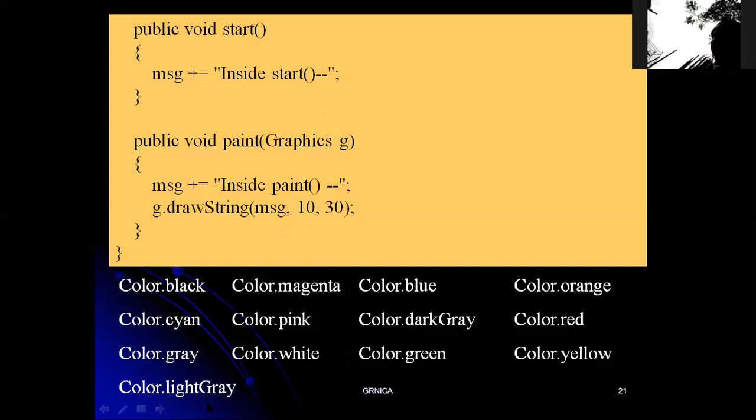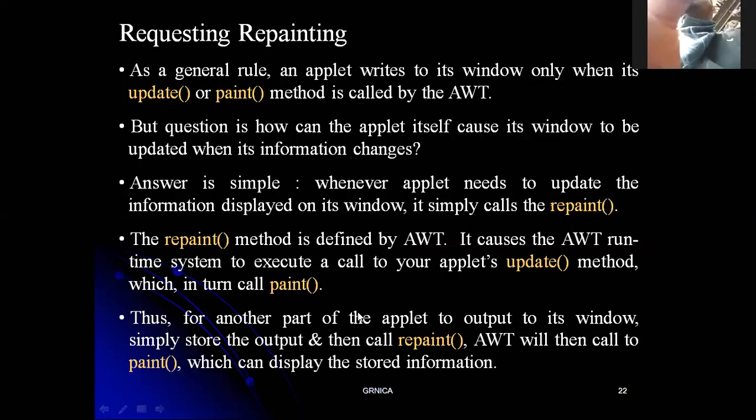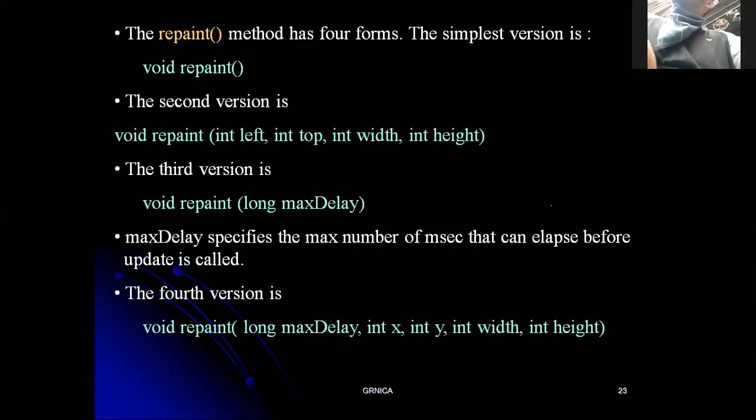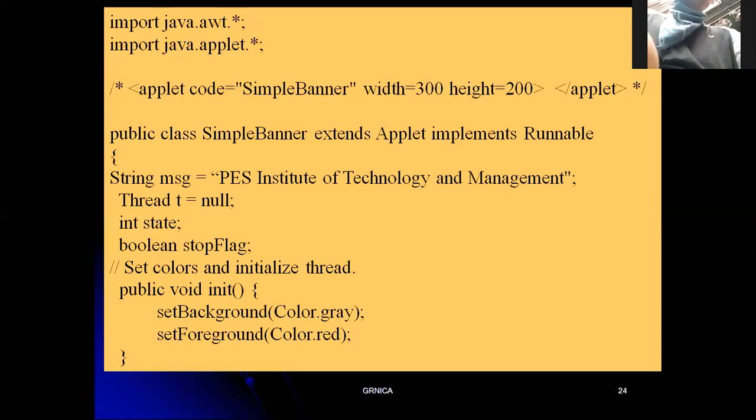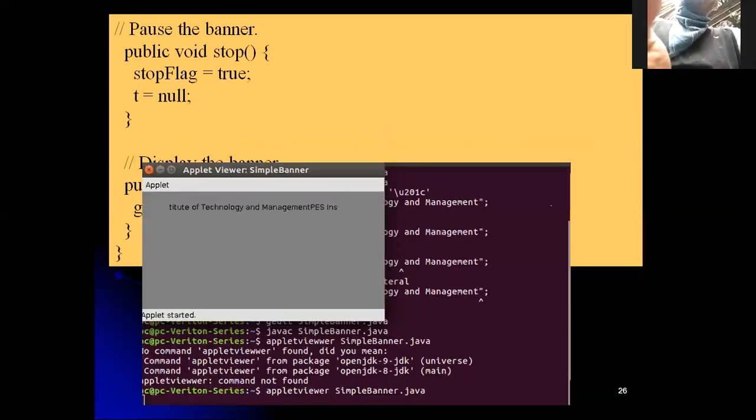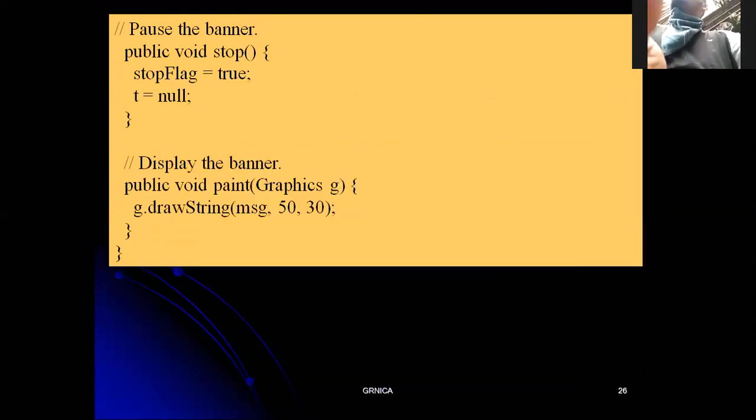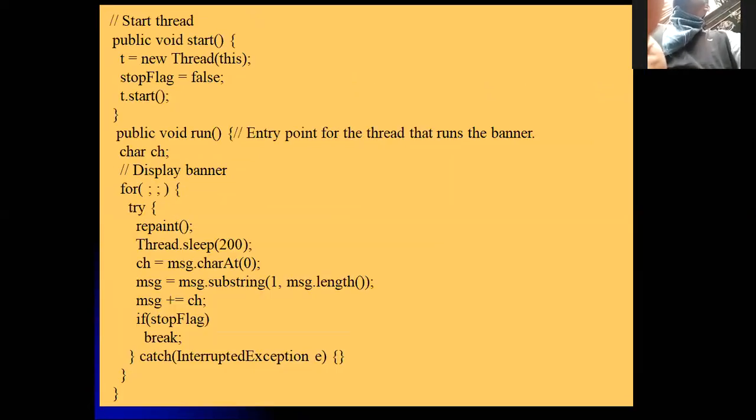Here I have given a different color, which you can use from the Color class. You can just go through it. You can just execute that program. So that you can execute this.